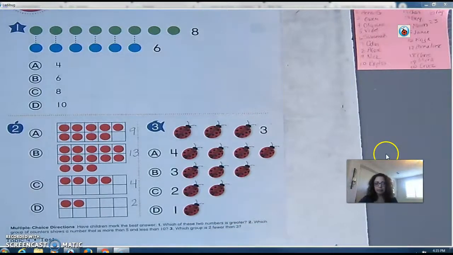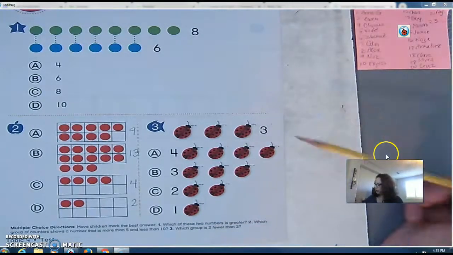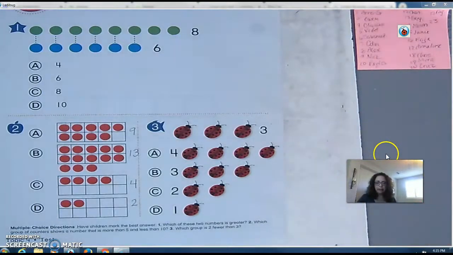I'm going to time you. 2 fewer. What is 2 fewer than 3? Find it and bubble it in. Two fewer than 3. All right, that's 30 seconds, but if you need more time, you can always pause the video.